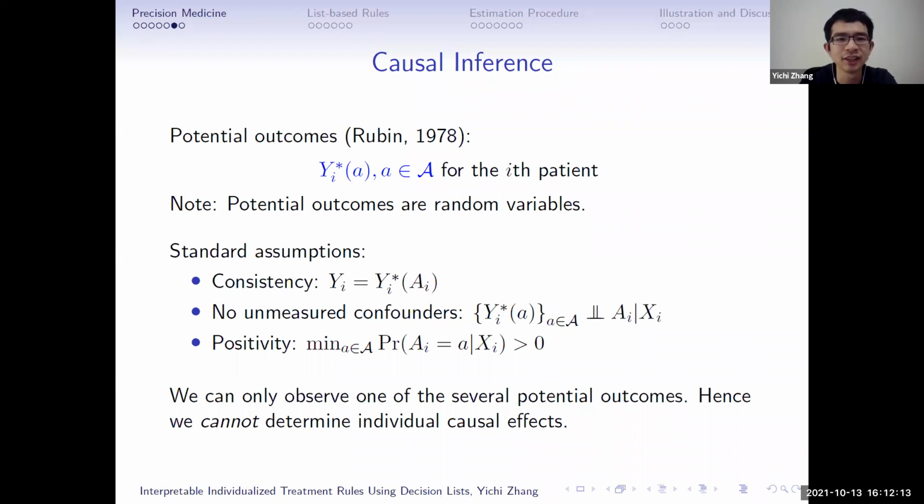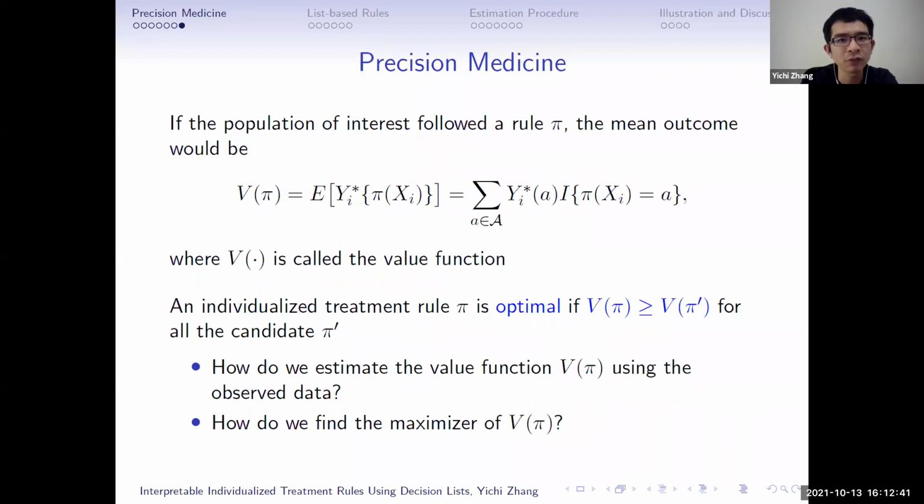Under these standard assumptions, there is some standard way to estimate, for example, the average treatment effect for a treatment compared to the other one. But we won't be able to determine individual causal effects. Consequently, these standard assumptions are not sufficient if we want to determine the best treatment for each patient. What we are able to achieve in precision medicine is to design a rule so that if the population of interest follows that rule, the mean outcome can be maximized. So we are not aiming at giving the best treatment for each patient because that's impossible in this causal inference framework. But rather, we would consider a population quantity.